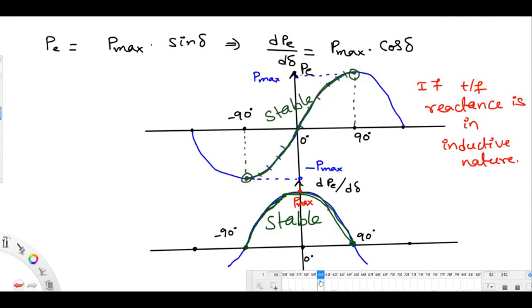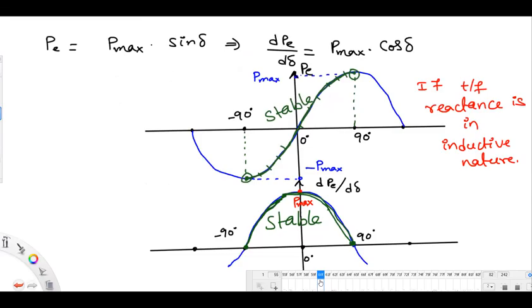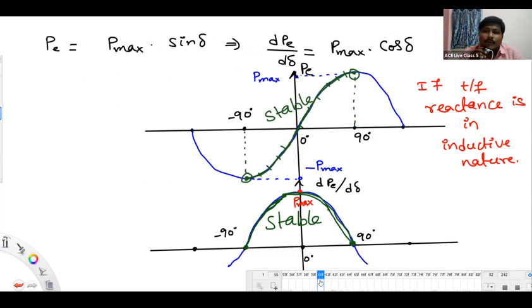Sir, here in this second graph, dPe by d delta, that portion we have said as stable. So, sir, we have copied, meaning taken the points directly from the above graph. In the above graph, why are you saying minus 90 to plus 90 as stable?